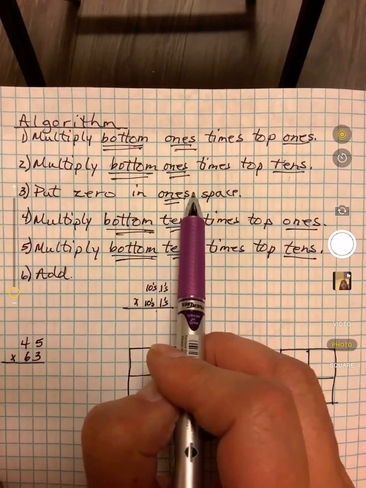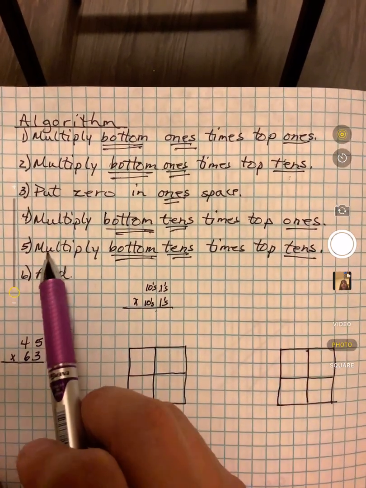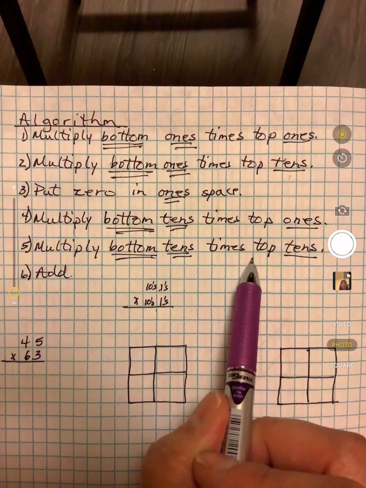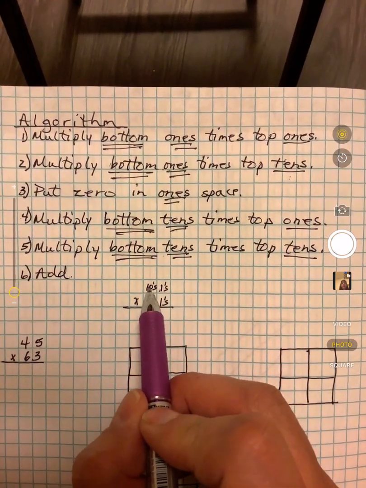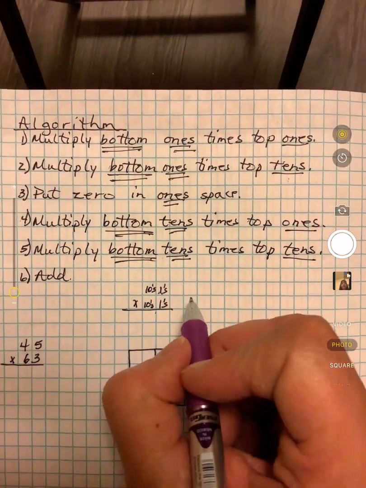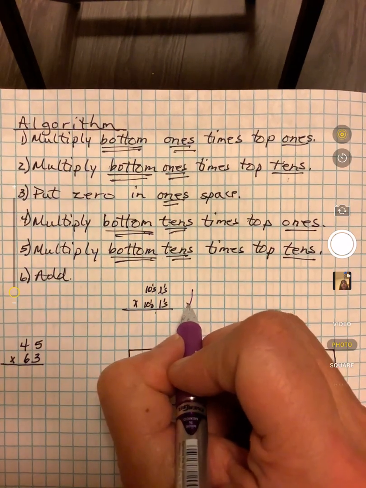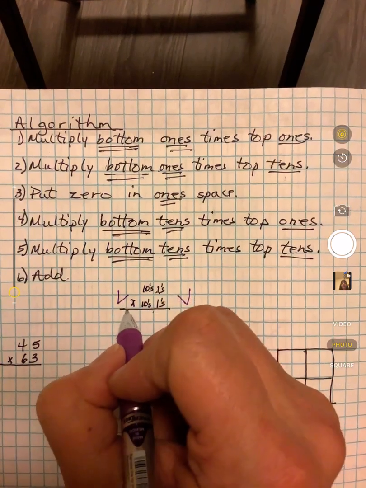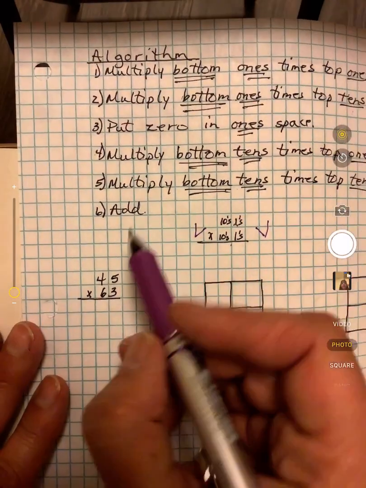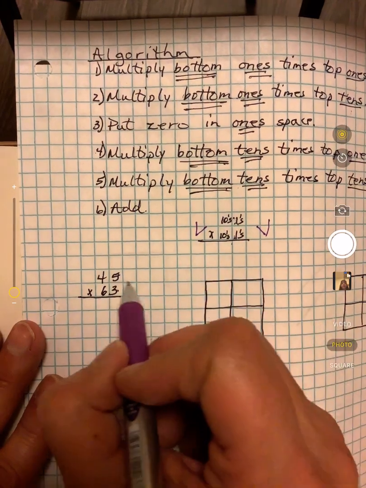Okay, put the zero, multiply bottom tens times the top ones, and then multiply the bottom tens times the top tens, and then you add them. So just a reminder, here's your tens column and your ones column. So we're going straight up, and then we're going to go diagonal, and then with the tens we're going diagonal and then straight up. Okay, so let's look at this. Multiply the bottom ones times the top ones. Bottom one, top one, so straight up.